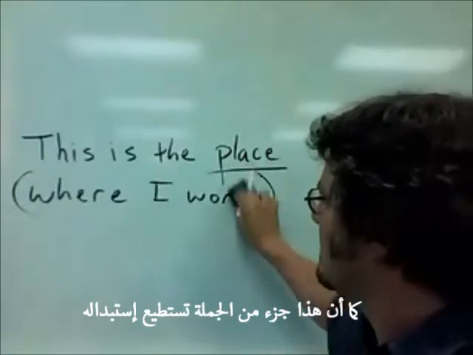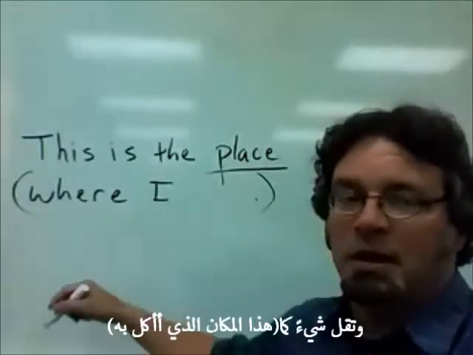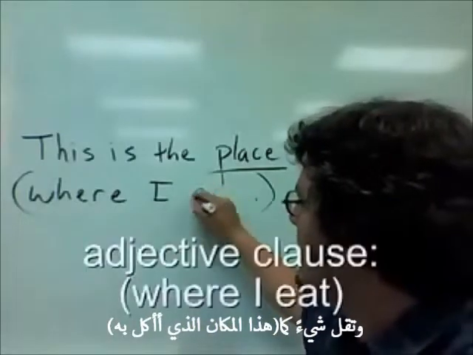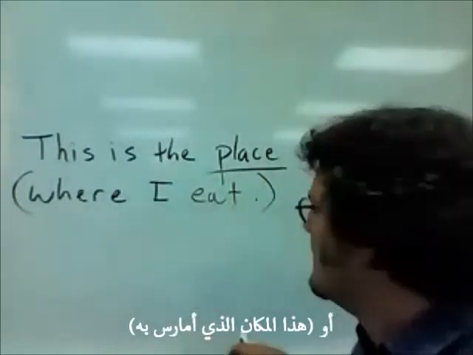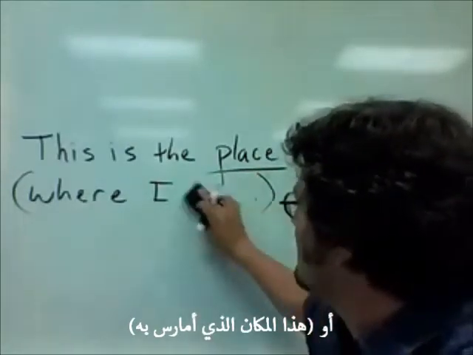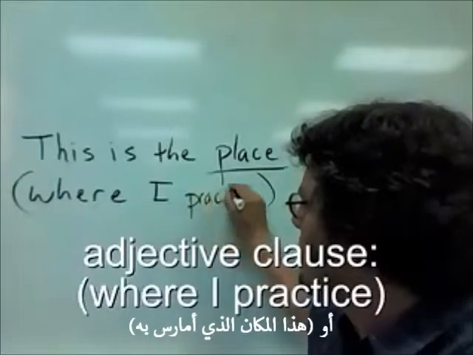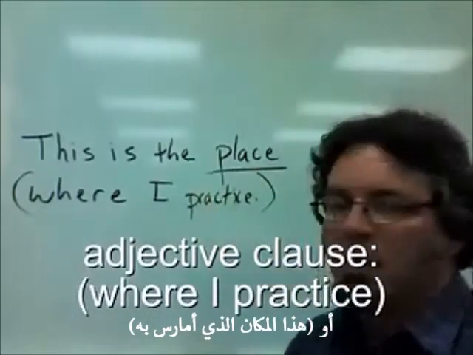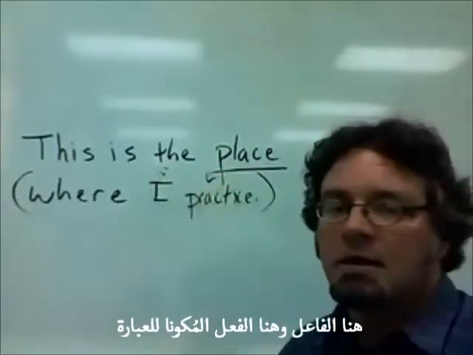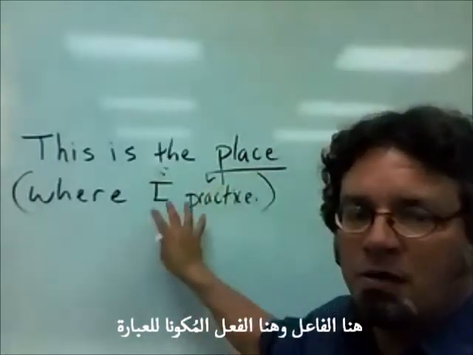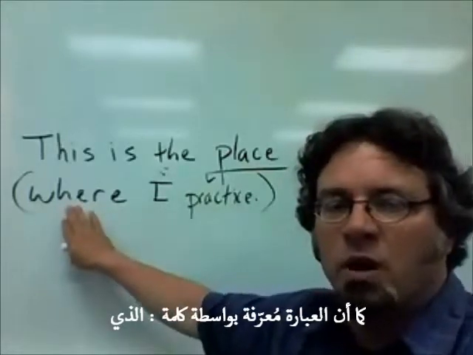In this part of the sentence, you could change it and say something like, this is the place where I eat. Or, this is the place where I practice. Here's a subject and here's a verb. That forms the clause, and the clause is introduced by the word where.